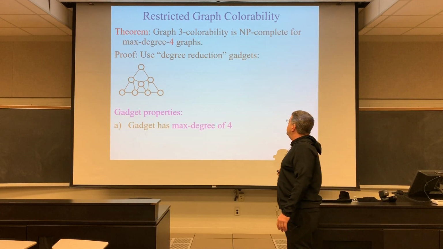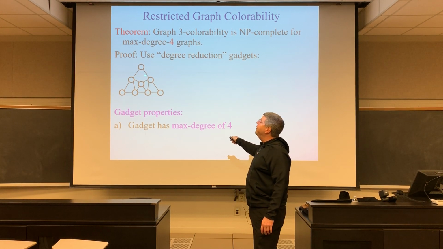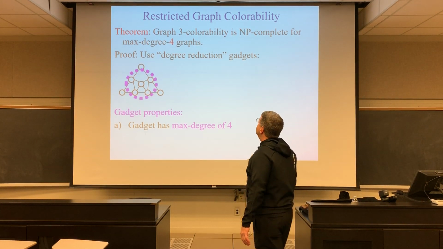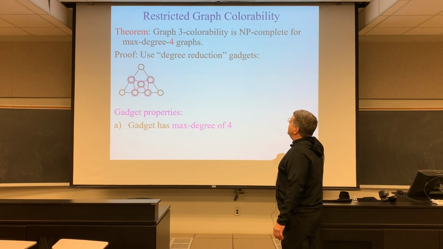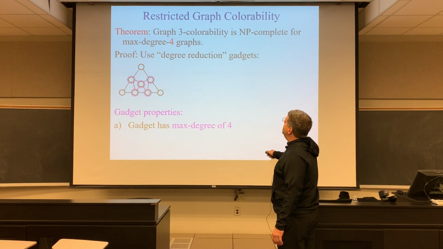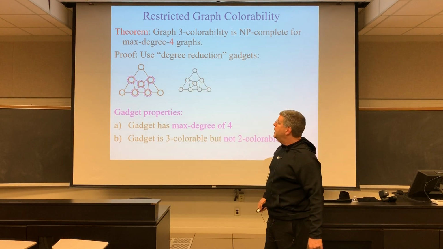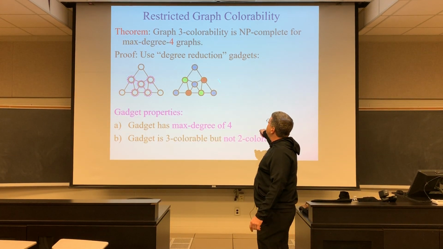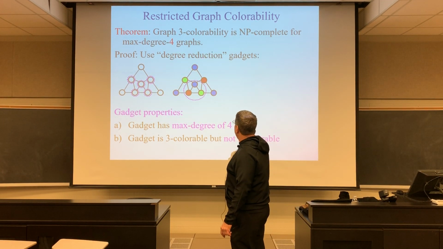First of all, it has max degree 4. How do we know? Because you can just look and see that the degree is never more than 4 anywhere in this gadget. In some places, it's even less than that. So the degree is 4 at these circles, and here the degree is 2. The gadget is 3-colorable, but it's not 2-colorable. Why is it 3-colorable? Because here's a 3-coloring of it. It's a valid coloring. So why is it not 2-colorable?